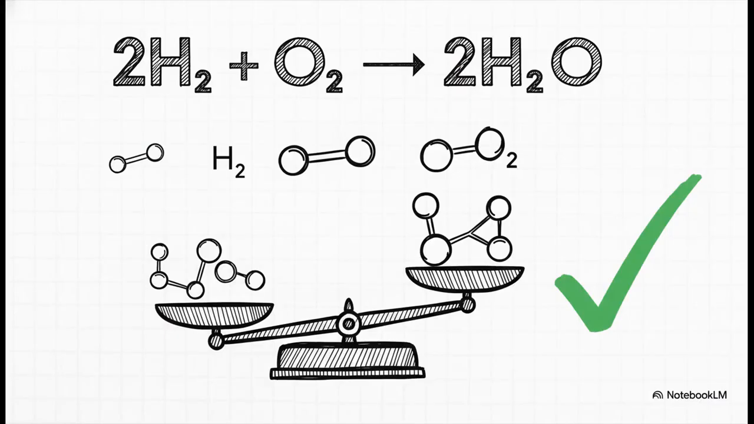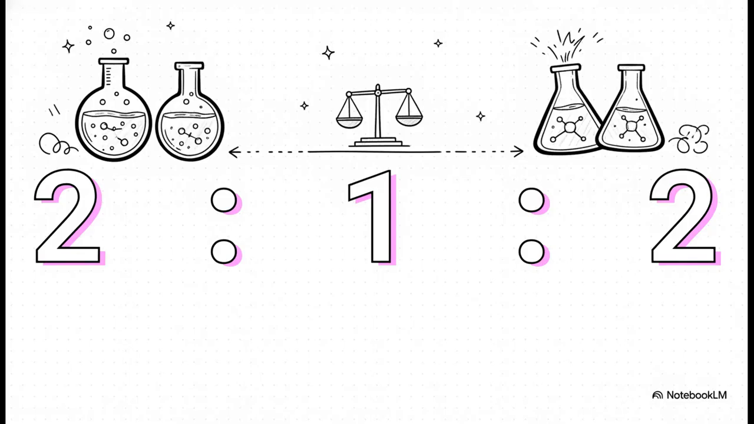So let's circle all the way back to our first example, making water. Here it is, the correct balanced recipe, 2H2 plus O2 equals 2H2O. What this really tells us is that it takes 2 molecules of hydrogen to react with 1 molecule of oxygen to produce 2 molecules of water. You see those numbers out front, the coefficients? That 2, the invisible 1 next to the oxygen, and the other 2? They give us this incredibly important ratio, 2 to 1 to 2.